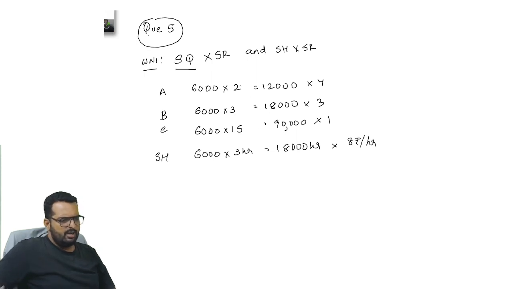Workings of SR is what you want. It's given here, Aditya, 6,000 into 3.